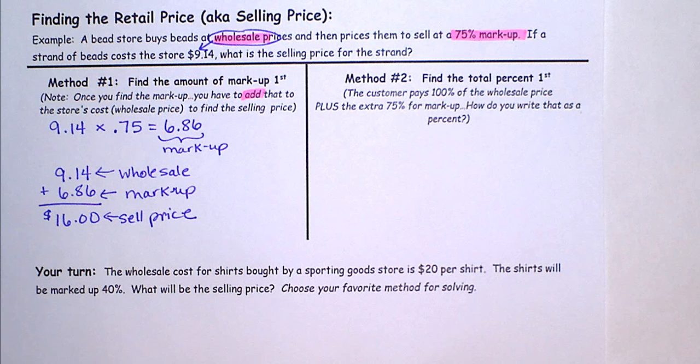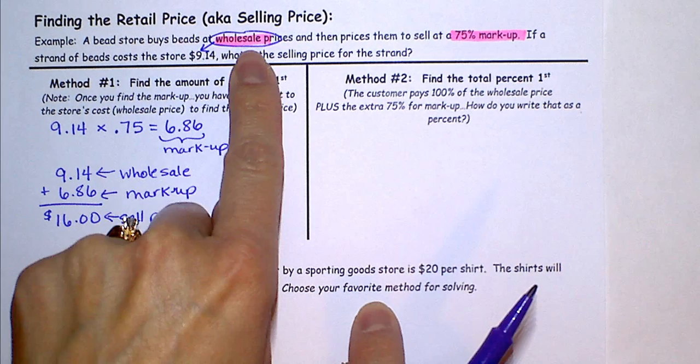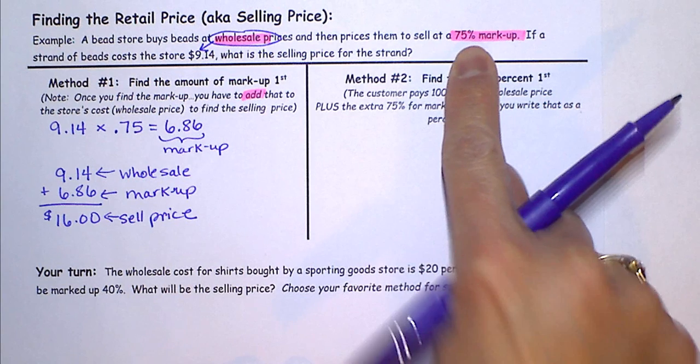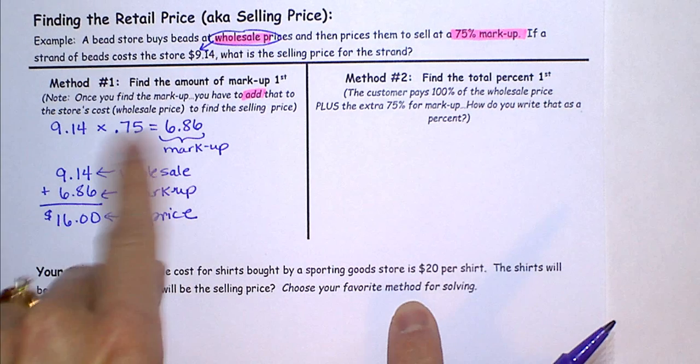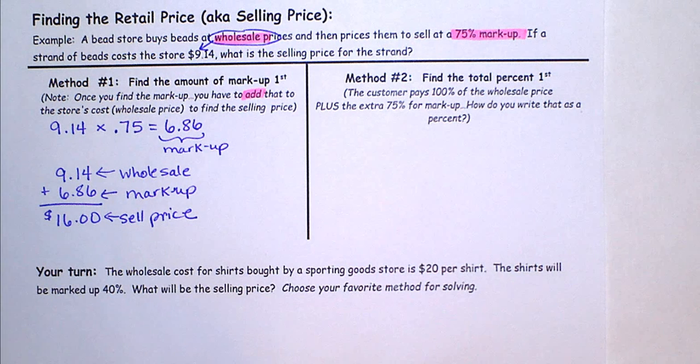Now let's complete the same problem that we just did in the previous video. So we're still looking at the bead store who buys beads at a wholesale price, but they mark it up 75%. So in the first method, I showed you how to do it this way, and we know that the selling price is going to be $16. But let me show you another method, and you can decide which one that you prefer.